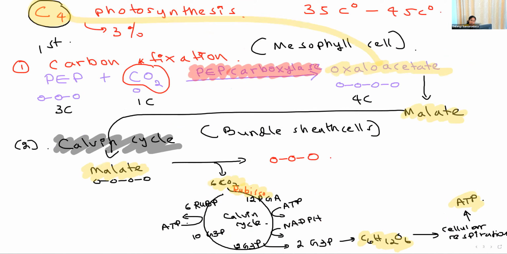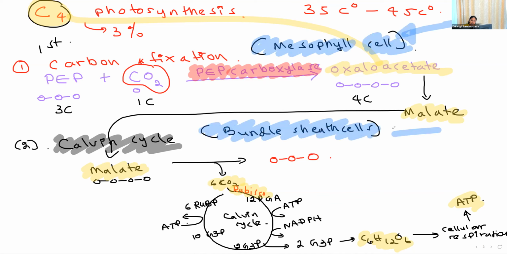So can you highlight the spatial separation? The spatial separation means the carbon fixation happens inside the mesophyll, and the Calvin cycle is going to happen somewhere else, the bundle sheath cells, right? So we're going to call this the spatial separation. They're spatially separated in two different locations.